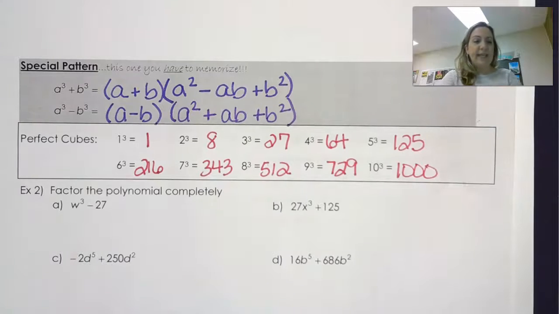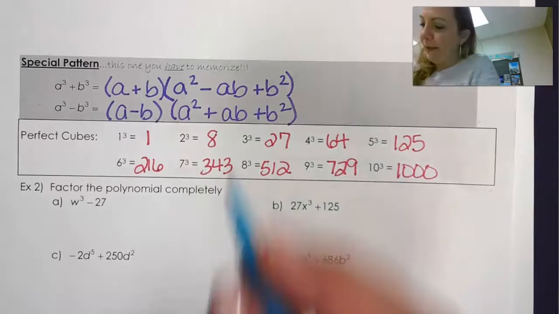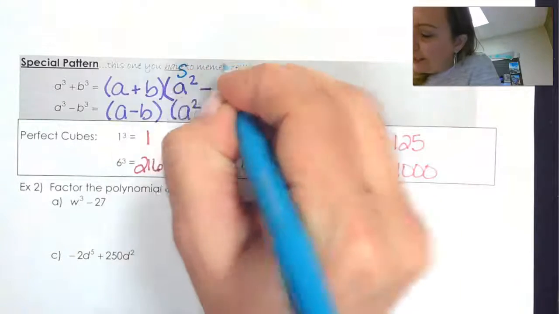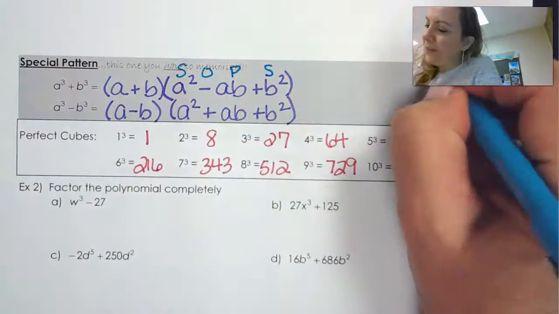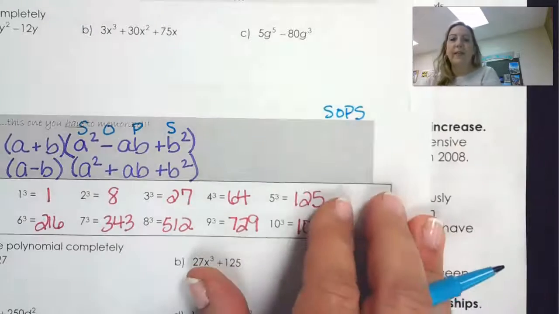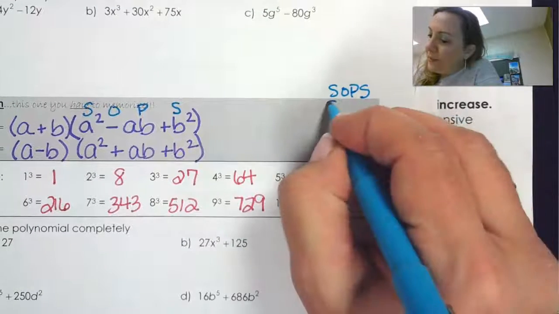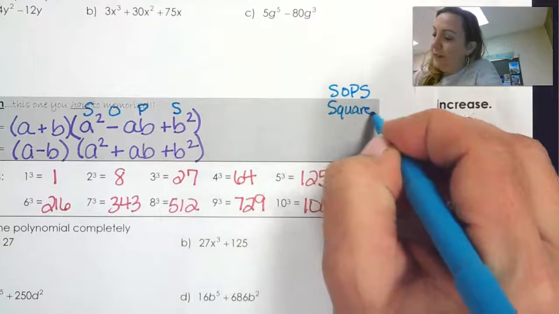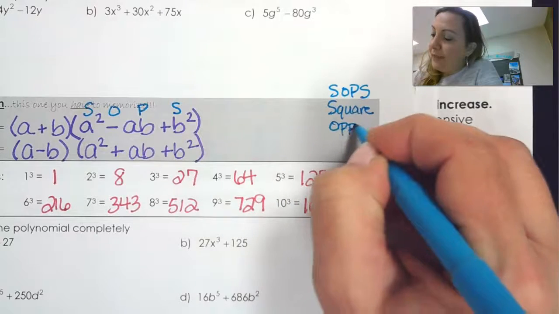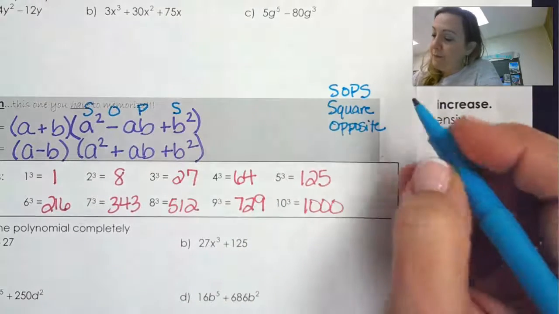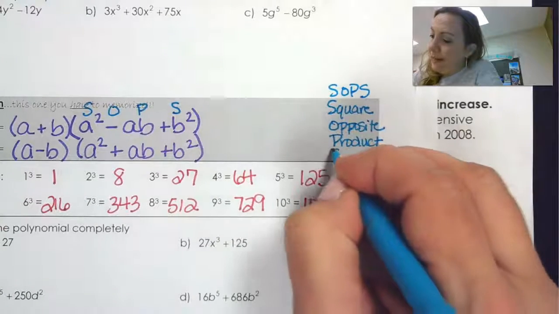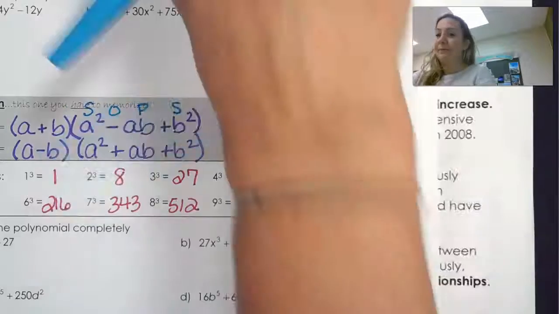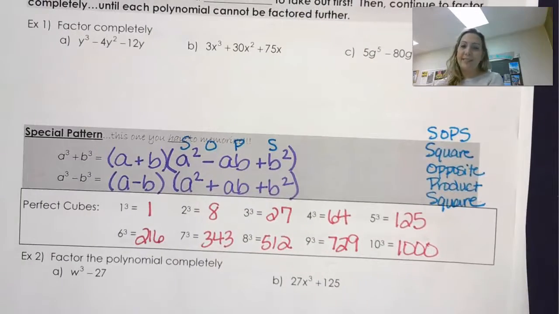And a mnemonic device to think about what happens in that second factor is SOPs. S-O-P-S. What SOPs can help you remember is that it represents that you're going to square, then take the opposite of the sign that was in the original problem. You're going to take the product of the perfect cubes, and then once again, we're going to square. Okay, so that's what I mean by SOPs in that second one.